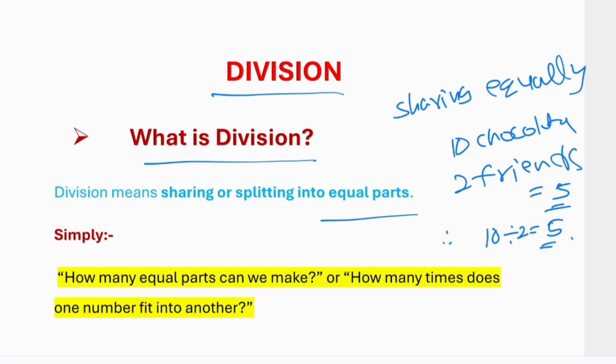I repeat again. You have 10 chocolates. You want to share with your two friends equally. Then each one gets 5 chocolates. It can be shown that 10 divided by 2 is equal to 5.